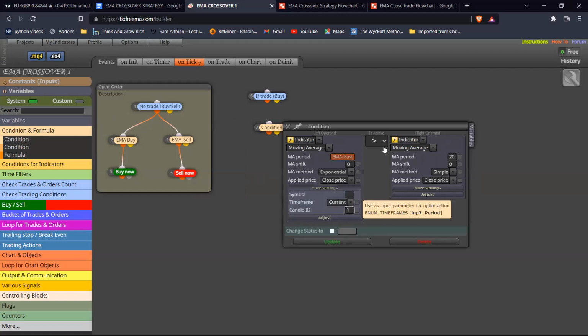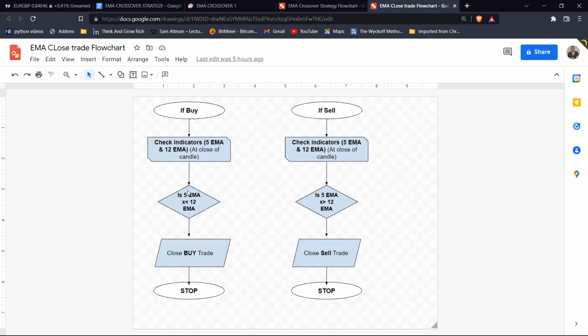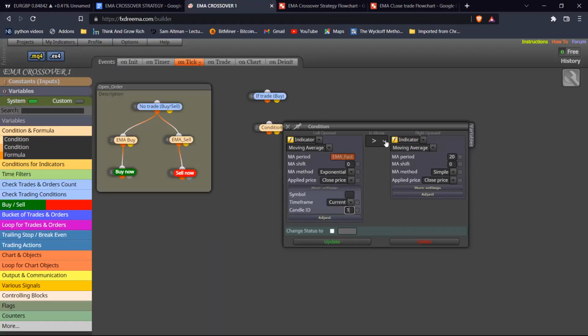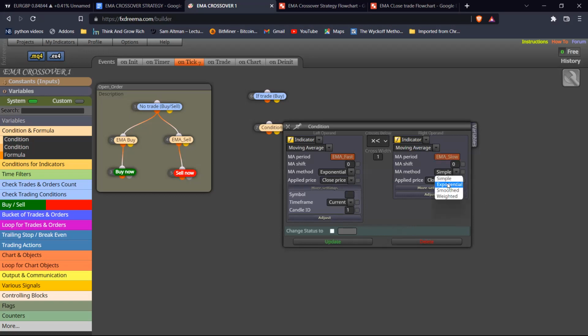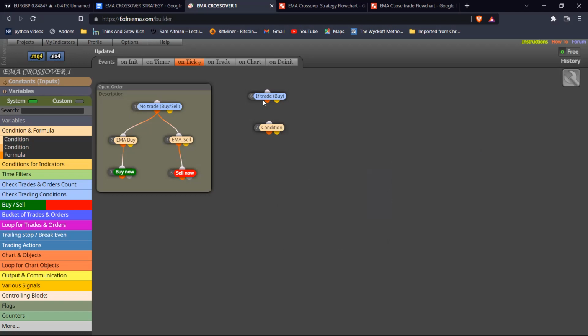Current candle, this is 1. And then for a buy that we want to manage, we want to check if the 5 is crossing below the 12. So this would be crossing below, right? And then this would be our slow moving average. This would be our exponential. I would also want to ensure that we're looking at the current candle as well. Okay, so we save that and then we connect this together and we have that.